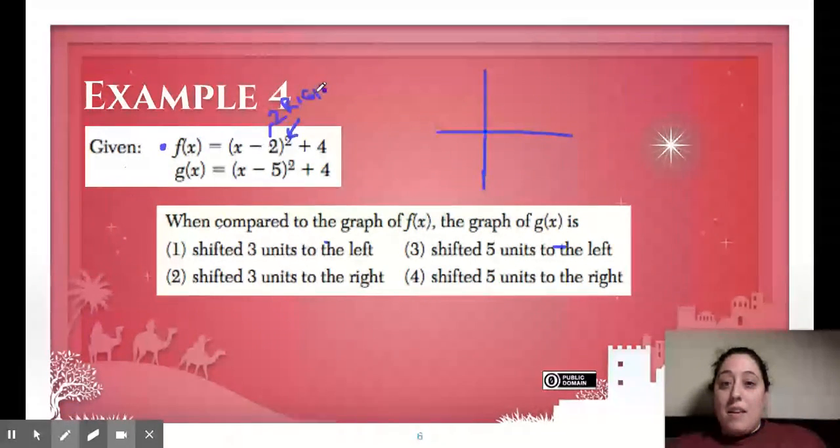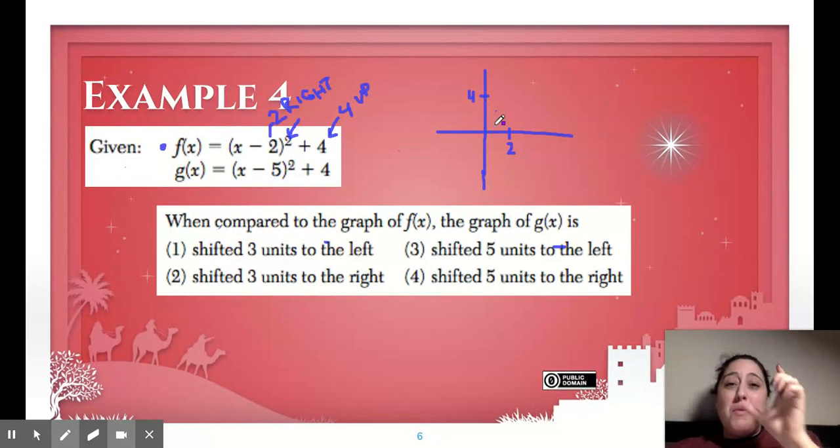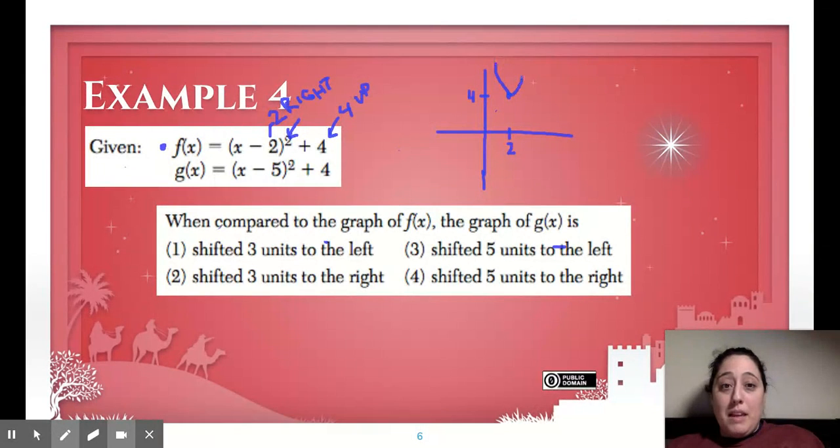Okay. And then here, plus 4. Oh, thank goodness. It's exactly what I would think. This is 4 up. Okay. All right. So I move 1, 2 to the right, and then 4 up. So I'm moving that U shape 2 to the right, 4 up. All right. So it would look something like that.